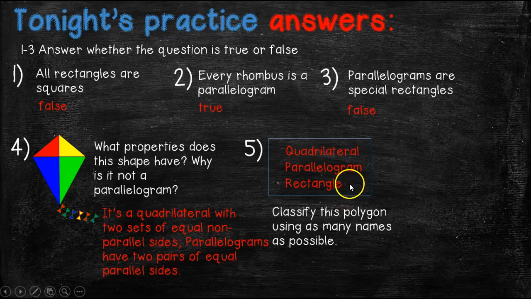And number 5, classify this polygon using as many names as possible. This is, of course, a quadrilateral, a parallelogram, and a rectangle.